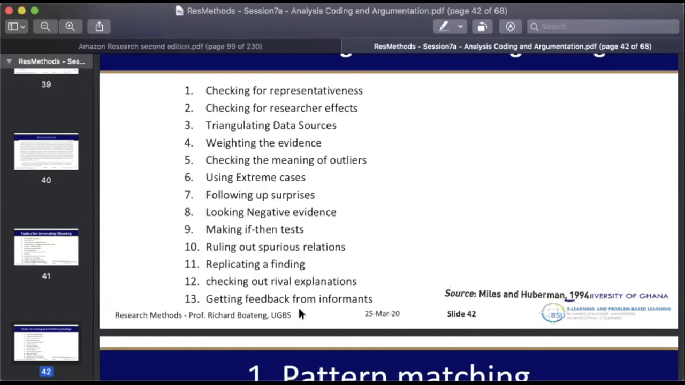Triangulating data sources, so drawing from different perspectives, drawing from observation, combining it with what you can say from the data analysis or the data you collected, from verbatim of what the people were saying, or even interviewing customers and interviewing different groups and drawing together to tell a story. Then weighing the evidence. Sometimes you have evidence and you have to check whether it is true. You have to interrogate the evidence.